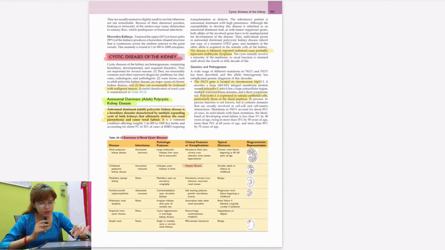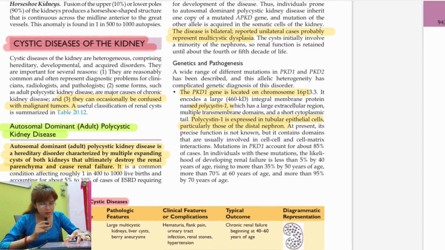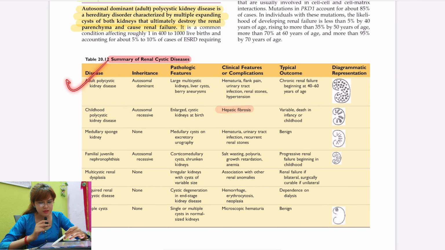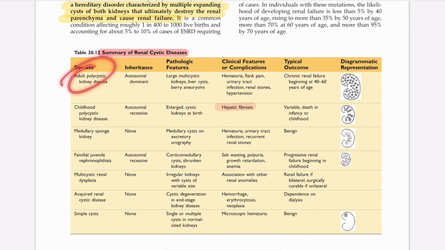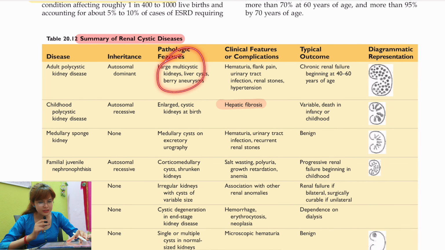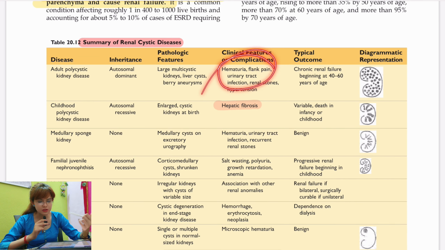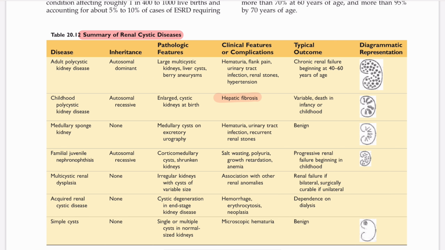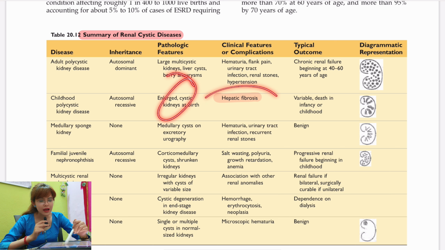Now if you come to this particular part, all these points I have mentioned are here, and this is a very important chart. If you talk about ADPKD, it is autosomal dominant. We have large multicystic kidneys, and the clinical features are hematuria, flank pain, UTI, etc. This is basically how it looks. But if you talk about ARPKD, it is autosomal recessive, and the kidney is enlarged, but it also has hepatic fibrosis, which is not present in ADPKD. And I told you the basis for that also.